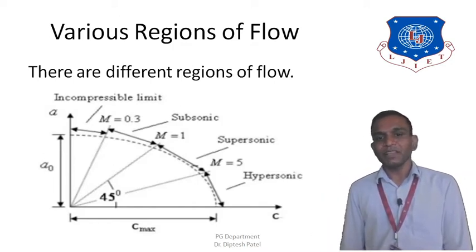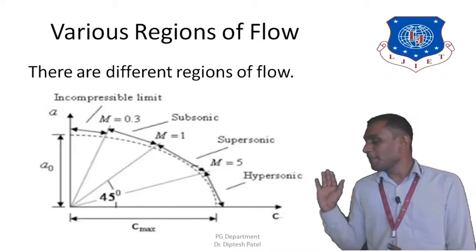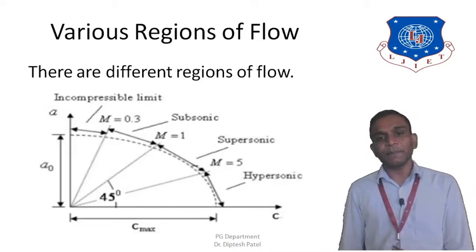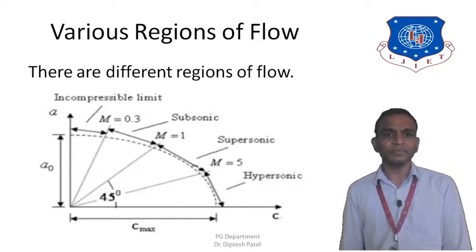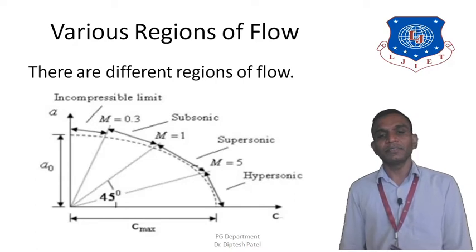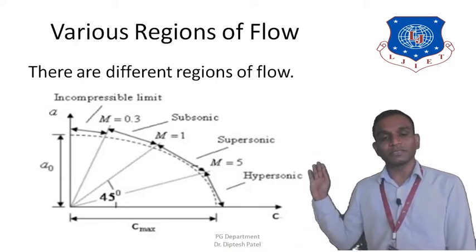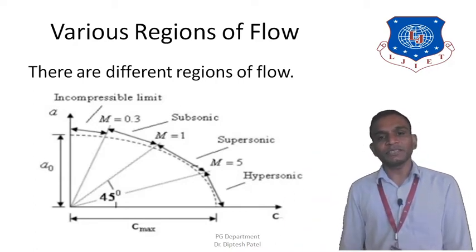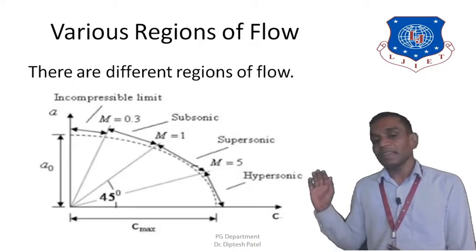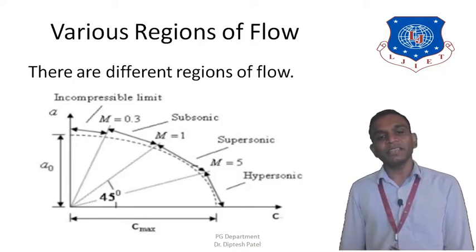You can see in the diagram that the x direction represents the velocity of fluid and the y direction represents the velocity of sound. Now if you move forward, you will see the subsonic flow region. In the subsonic flow region, the Mach number lies between 0.3 and 0.88.